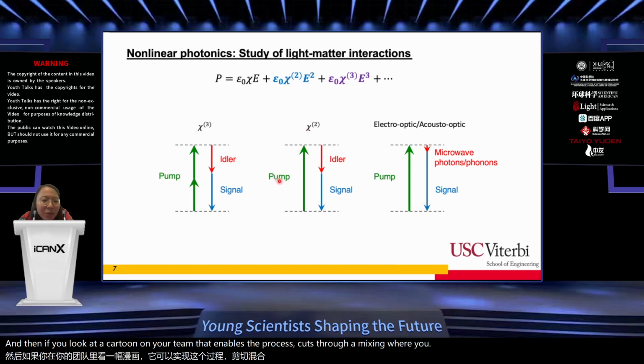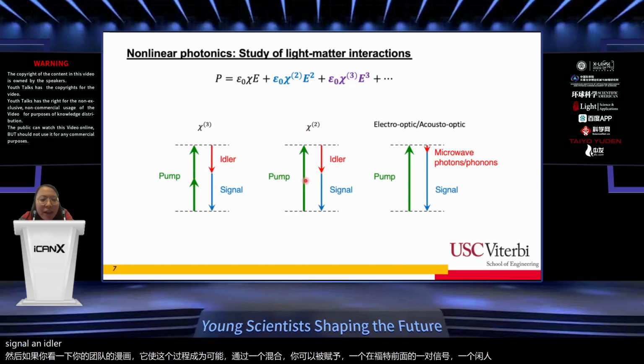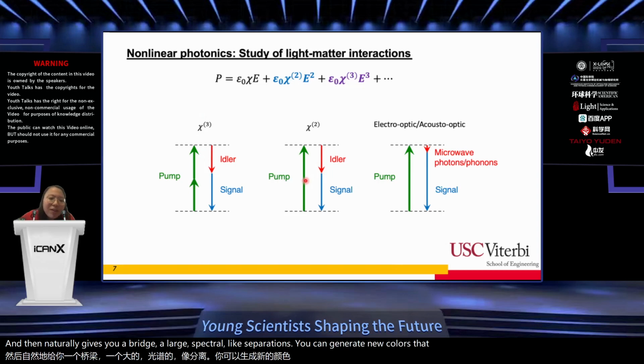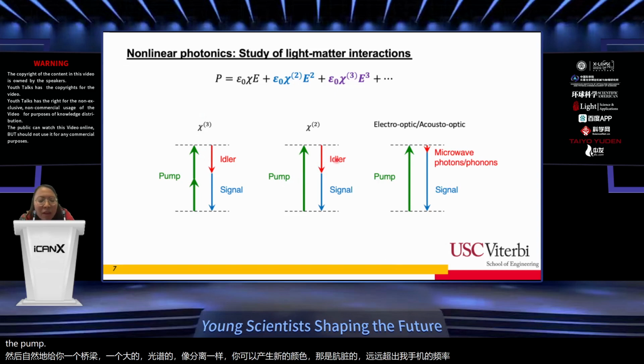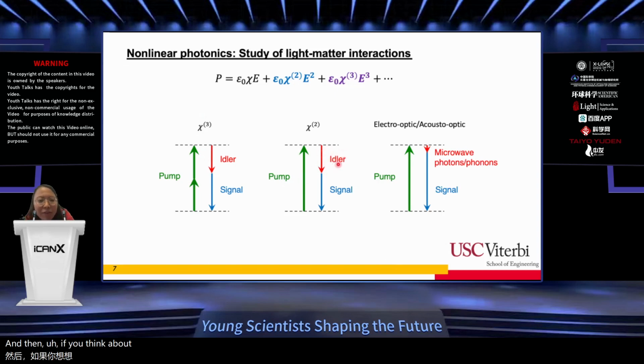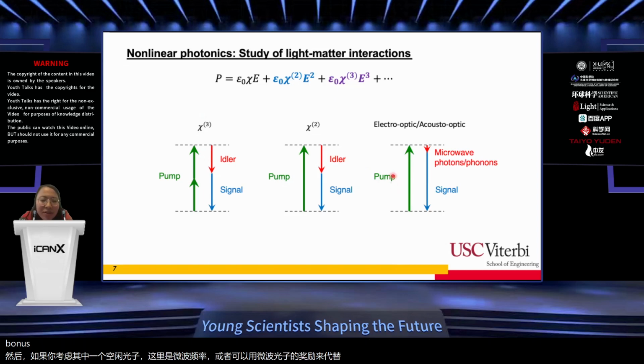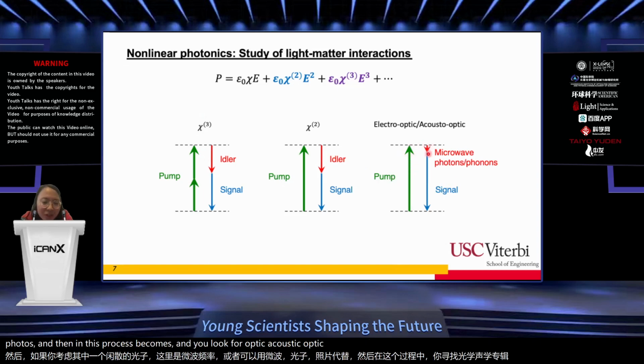where you can convert one pump photon to a pair of signal and idler photons. And that naturally bridges a large spectral separation. You can generate new colors that are fairly far away in the frequency domain from your pump. And then if you think about one of the idler photons being down at the microwave frequency, or replaced with microwave photons or even phonons, then this process becomes an electro-optic or acousto-optic modulation process.